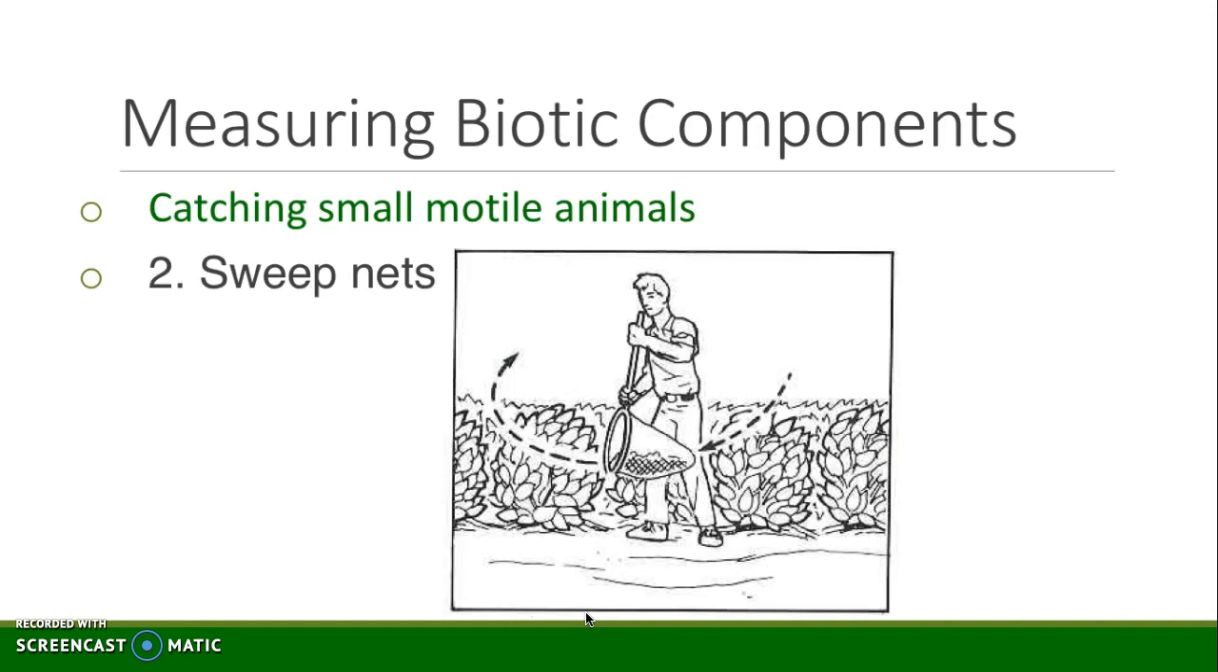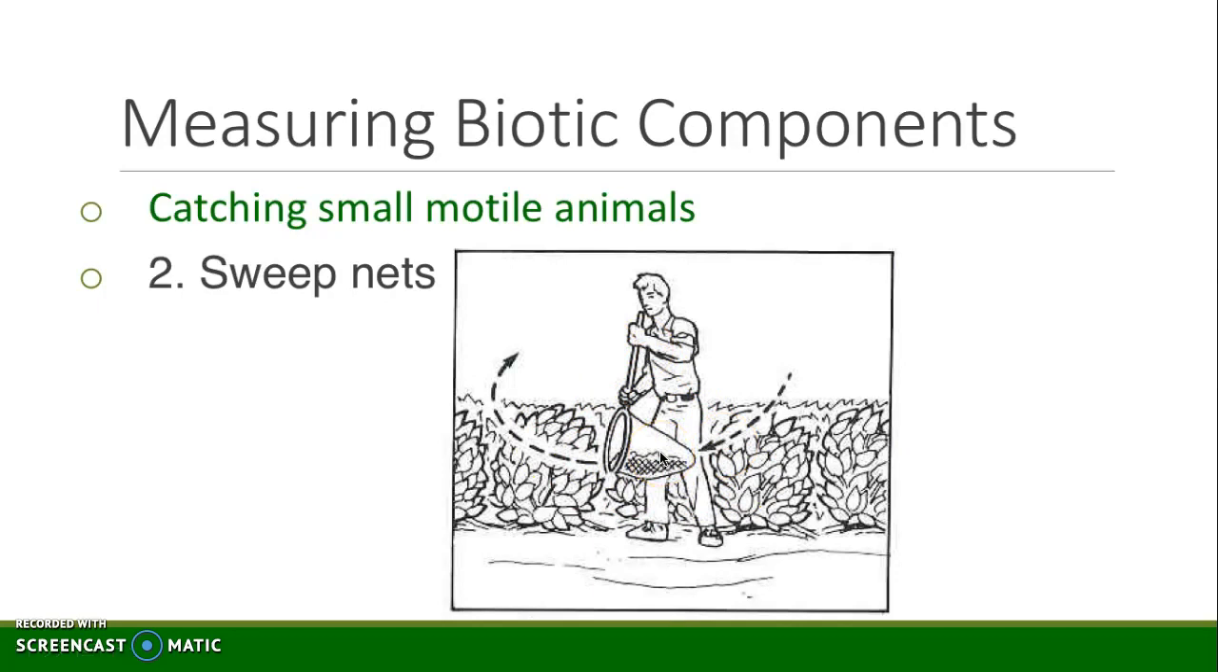Next we have sweep nets. So this would be a common way to capture things like insects. So sweep nets come in a bunch of different sizes, and the netting, or the mesh, this part, comes in different sizes as well, depending on if you're trying to capture really tiny things or much larger things. So when it says description, you're just writing information about it. So you could find these in a bunch of different sizes. Again, really helpful with insects.